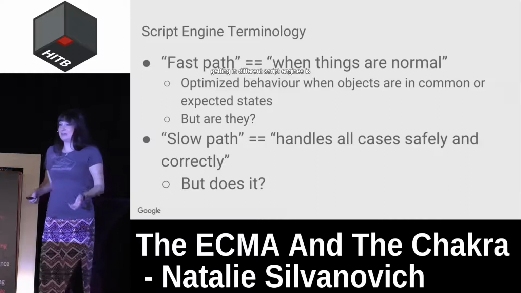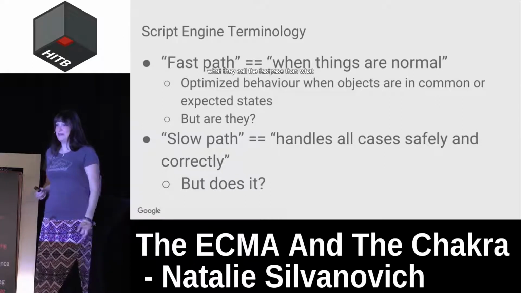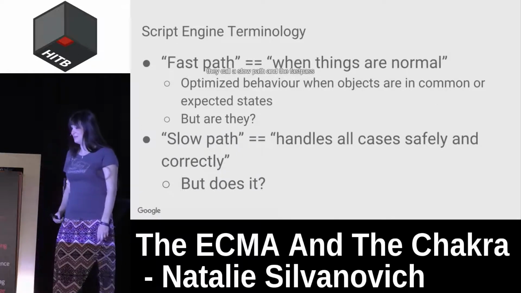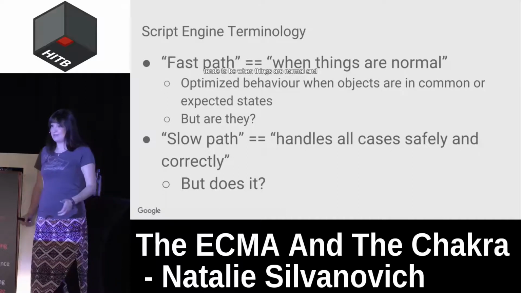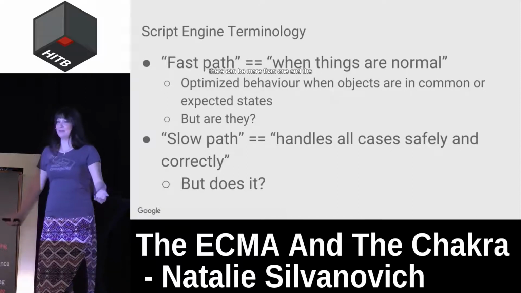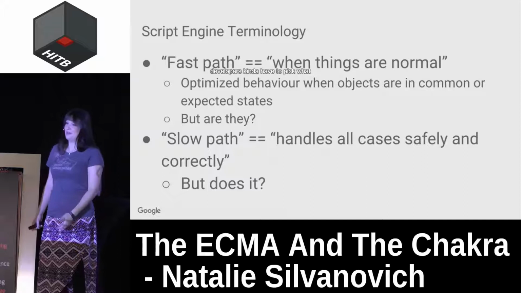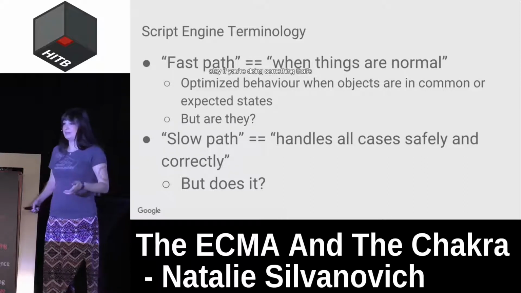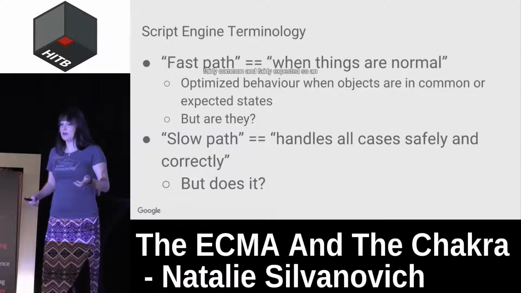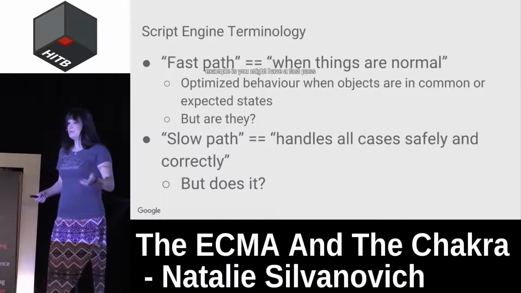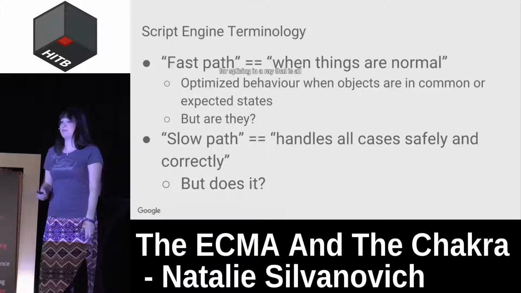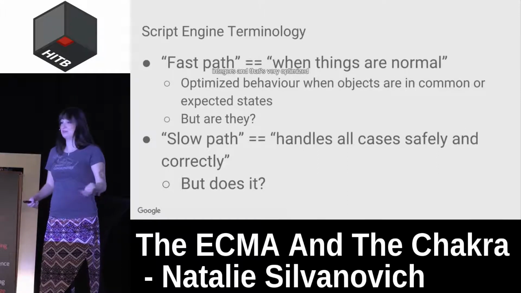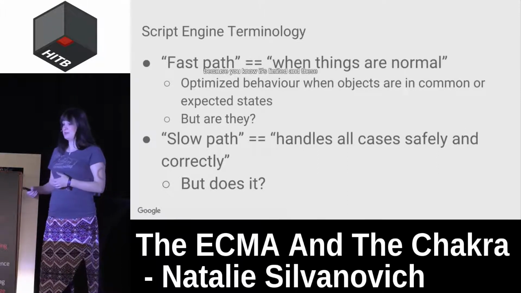So what you end up getting in different script engines is what they call the fast path and the slow path. The fast path tends to be when things are normal, and there can be more than one, and the developers kind of have to pick what normal is. But that's an optimized state if you're doing something that's fairly common and fairly expected. An example is you might have a fast path for splicing an array that is all integers, and that's very optimized because you know it's limited.